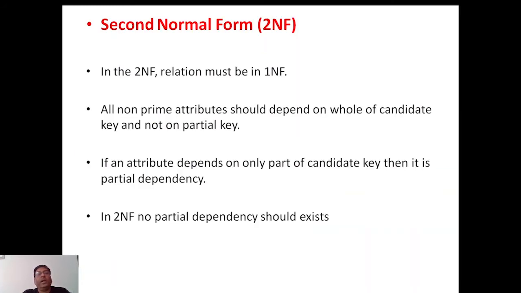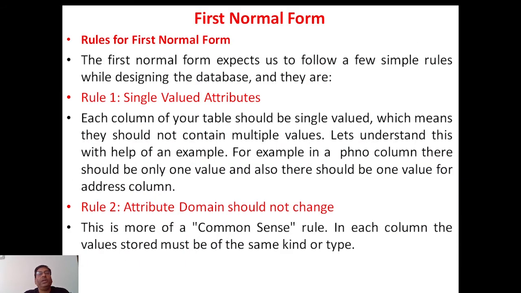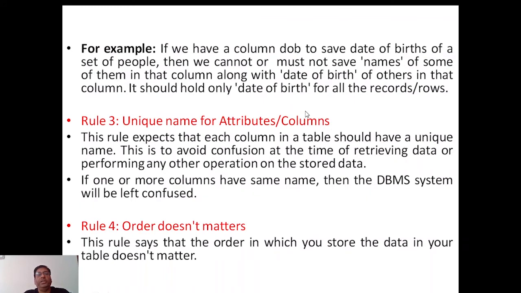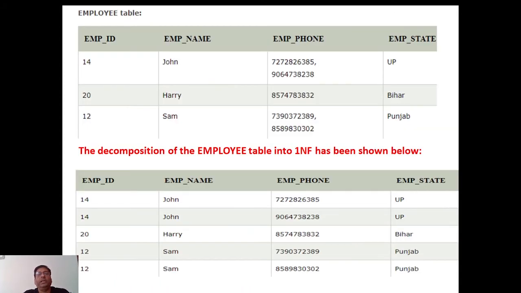Then we'll try to understand second normal form. Before I get into details of second normal form, we'll just repeat the rules of first normal form once again. We say a given relation is in first normal form if that particular relation satisfies these rules. Rules are like: single value attribute. Attribute domain should not change. The third rule is unique names for attributes or columns. And the fourth one, we know this, order does not matter, and so on. So these are the four rules that we need to remember in order to say that a given relation exists in first normal form.